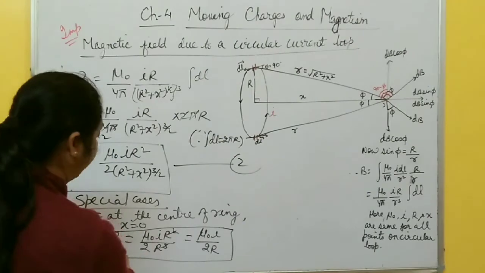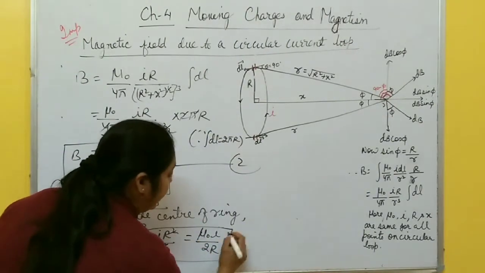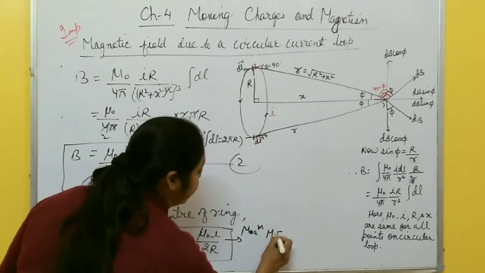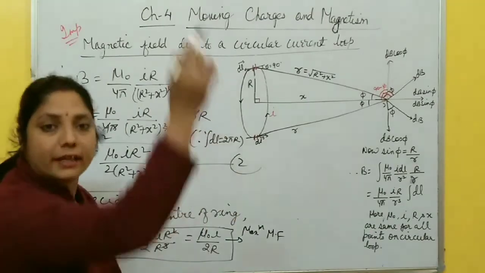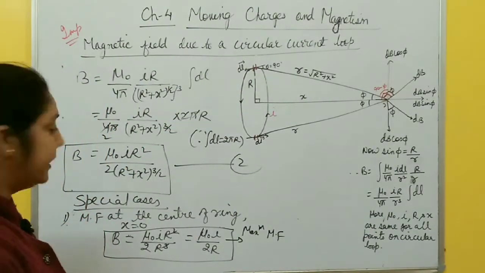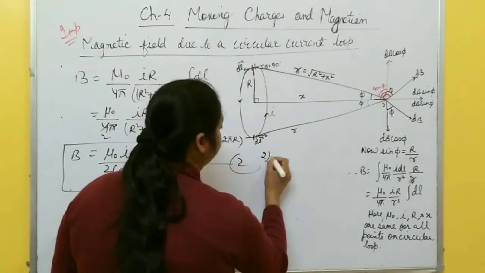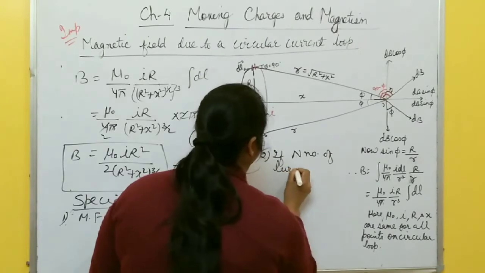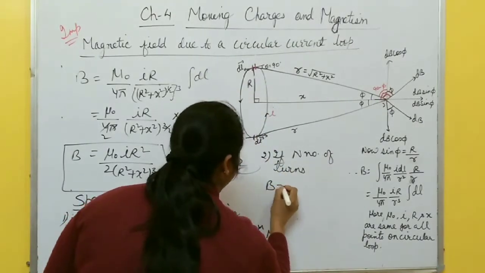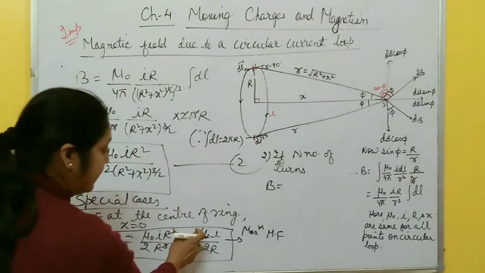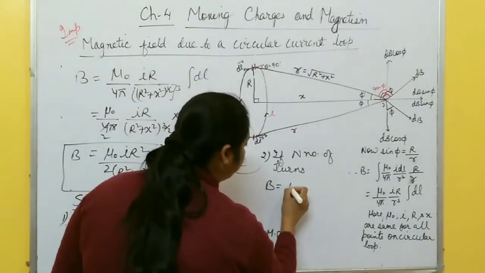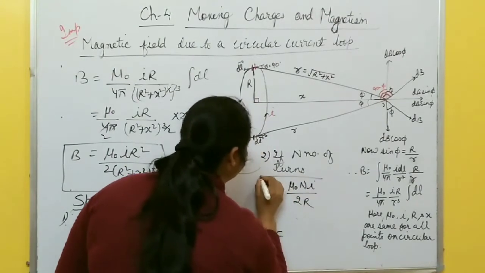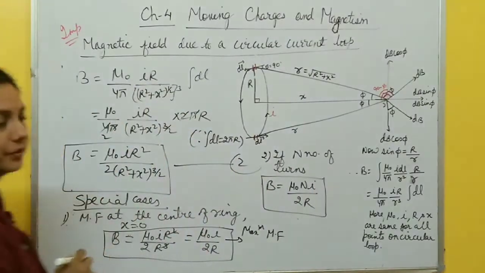Now, the magnetic field at the center of the ring is maximum. Now if the ring has N number of turns, then what is the value of the magnetic field? So second is, if N number of turns are there, then what is the value of the magnetic field at the center of the ring? You just multiply by N. So B equals mu naught N I by 2R. This is the magnetic field due to N number of turns at the center of the ring, right?